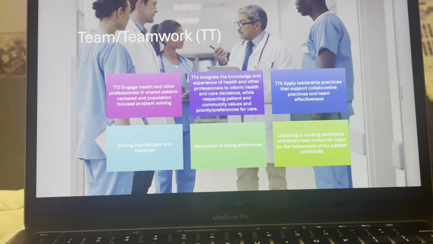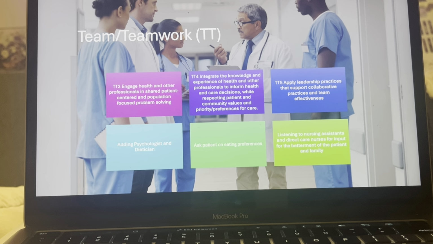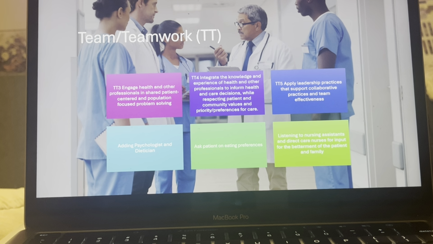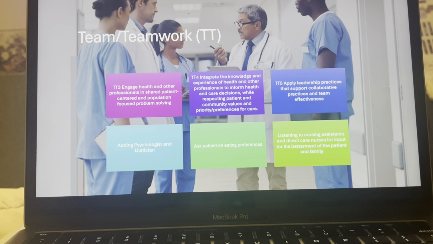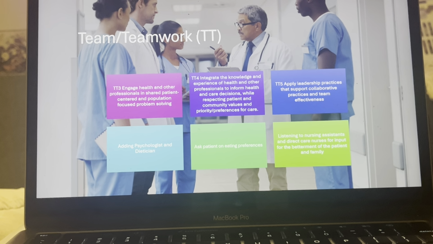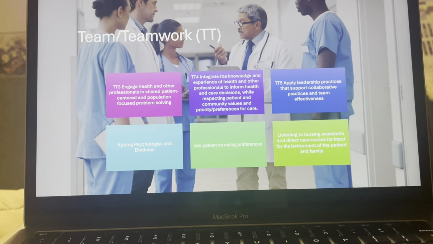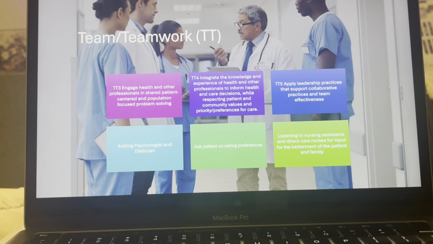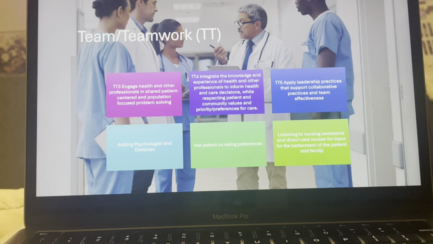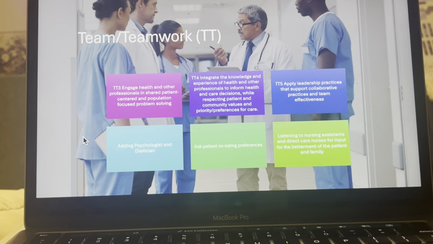TT4, integrate the knowledge and experience of health and other professionals to inform healthcare decisions while respecting the patient and community values. It's important to ask maybe what his eating preferences are. If he's a meat and potatoes guy, he doesn't want to talk about vegetables. It's okay to have a treat every now and then, but while you're healing, we need to talk about what he's willing to do and work with that. Maybe because of his religion, he can't eat pork. We need to know that.